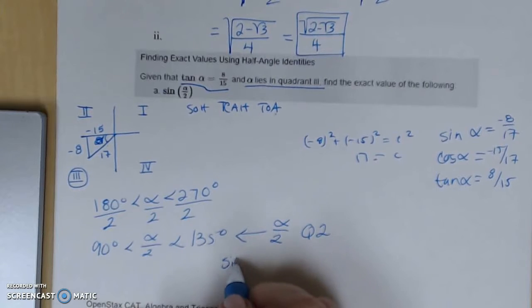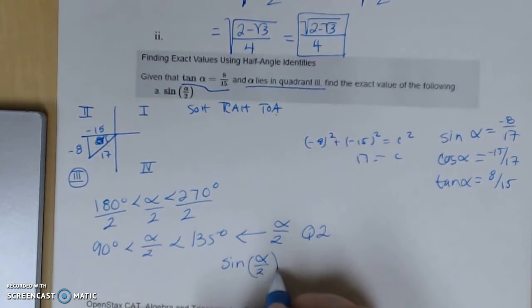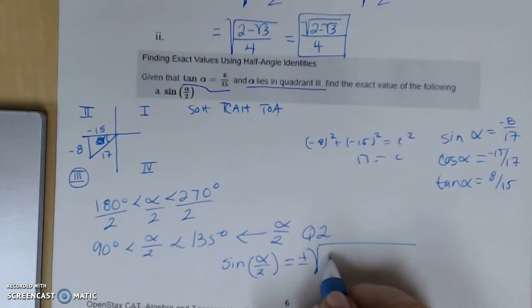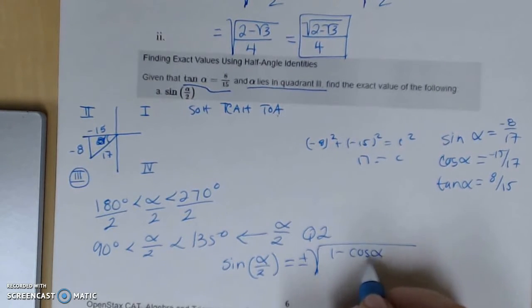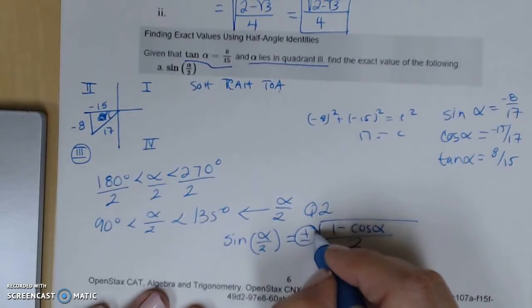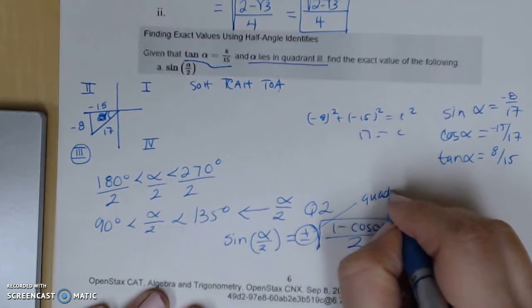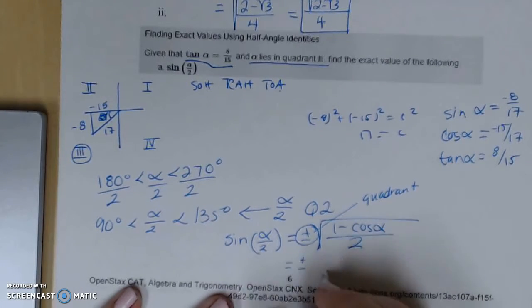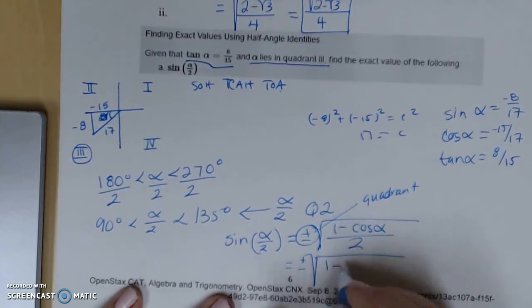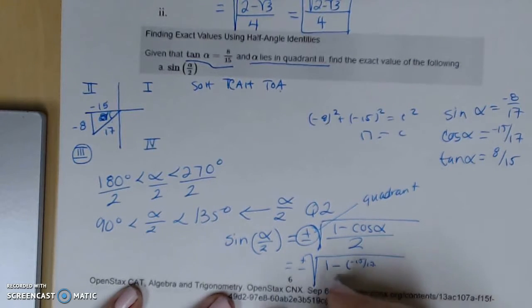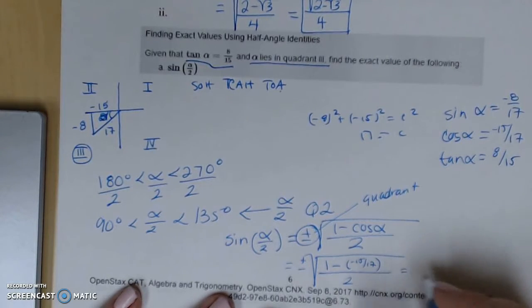So let's find sine of alpha over 2, and that's equal to plus or minus the square root of 1 minus cosine alpha over 2. That's just our formula. Now, I told you earlier that this is dependent on the quadrant that it lies in. We're going to come back to that in a minute. So this is going to be equal to plus or minus the square root of 1 minus cosine alpha, which we've already identified, negative 15 over 17, over 2.